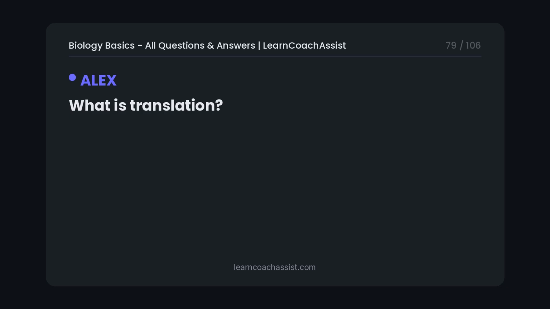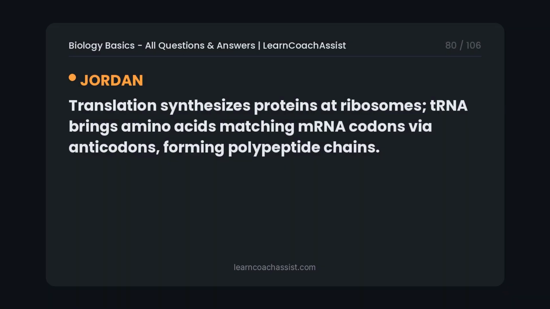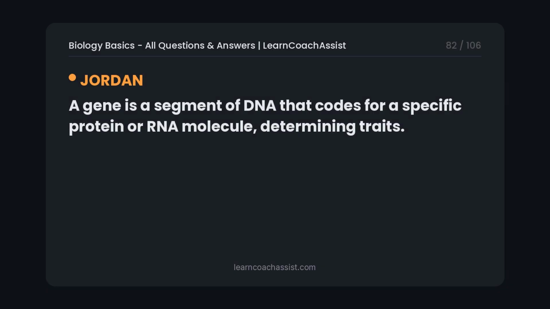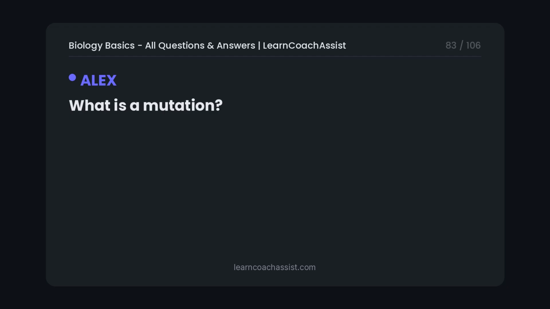What is translation? Translation synthesizes proteins at ribosomes. tRNA brings amino acids matching mRNA codons via anticodons, forming polypeptide chains. What is a gene? A gene is a segment of DNA that codes for a specific protein or RNA molecule, determining traits. What is a mutation?